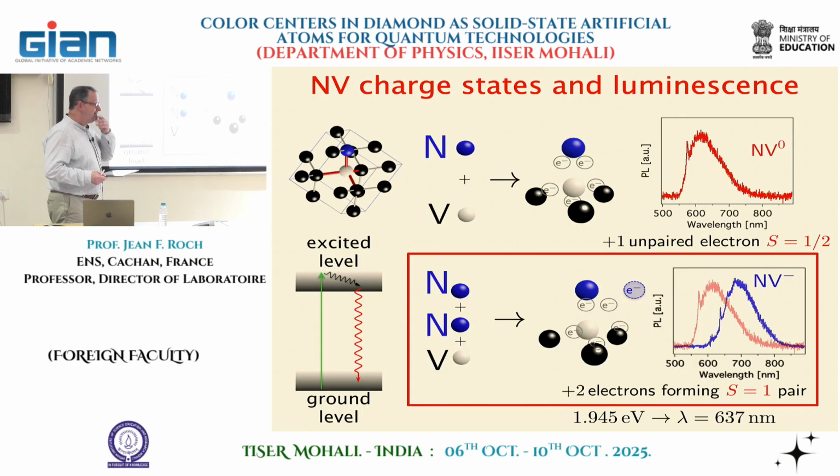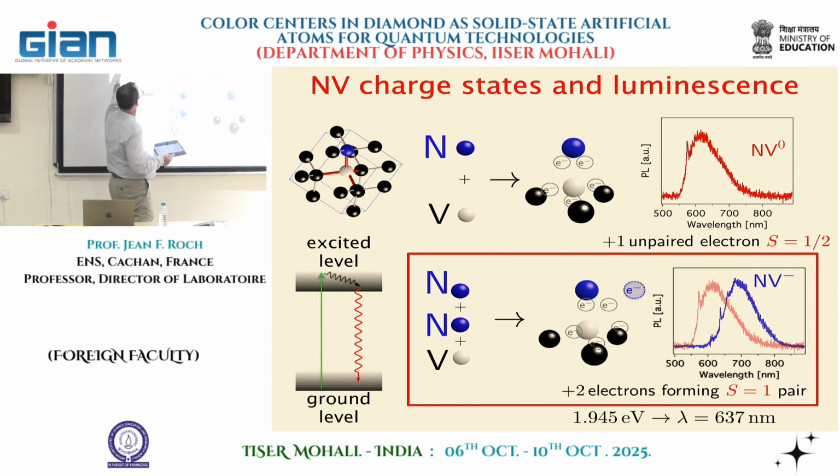So the NV center can exist in different charge states. The NV center is the combination, the association, the bonding of a nitrogen impurity taking the place of a carbon atom in the lattice, bonded with a nearby vacancy. This is one carbon that has been removed from the lattice, so there is a vacancy.